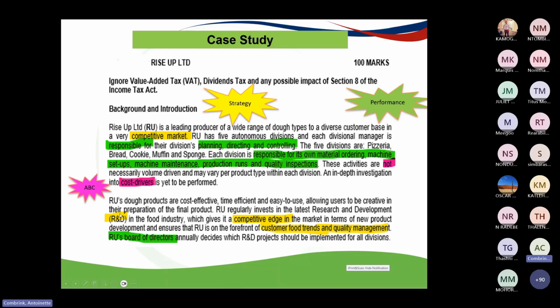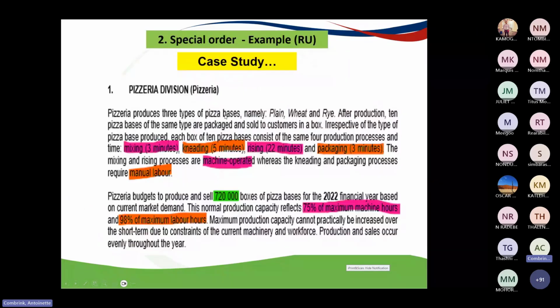The question further tells you that they invest a lot into R&D because remember they're in a competitive market and that will give them the competitive edge. So they need to look at the customer food trends and quality management. That's very important for them. And then the board of directors decides on which R&D projects they should implement, and that's part of performance.